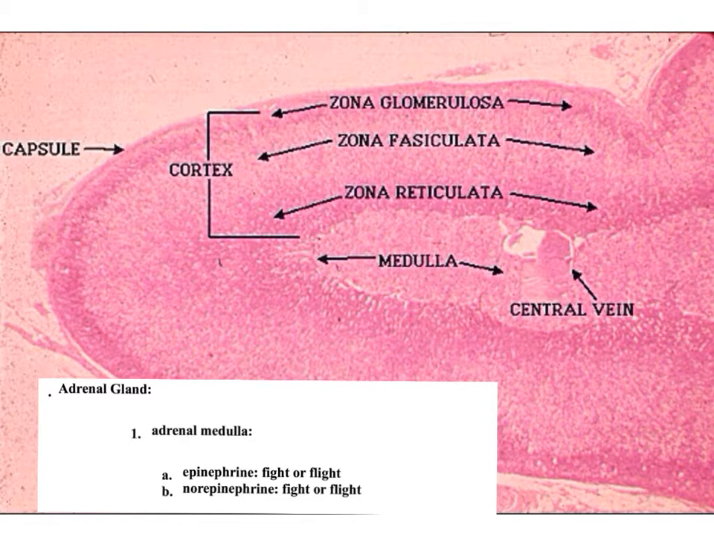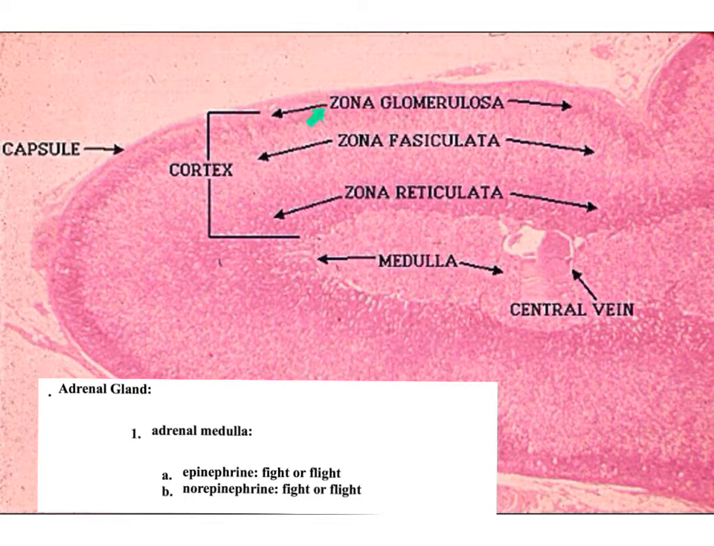3 rings. The adrenal cortex is subdivided into the zona glomerulosa, which is the outermost layer. The middle layer is the zona fasciculata, and the innermost layer is the zona reticularis. And each of these layers secretes different hormones. The hormones secreted by the adrenal medulla are epinephrine and norepinephrine, known as the fight or flight hormones. Now, these increase respiration, metabolic rates, and constrict the blood vessels.